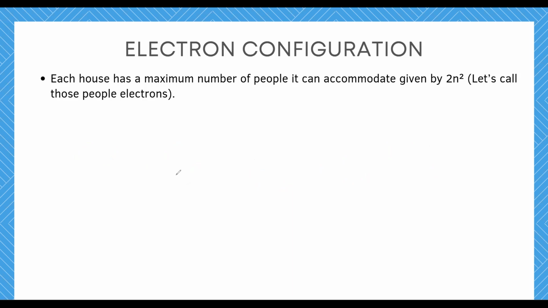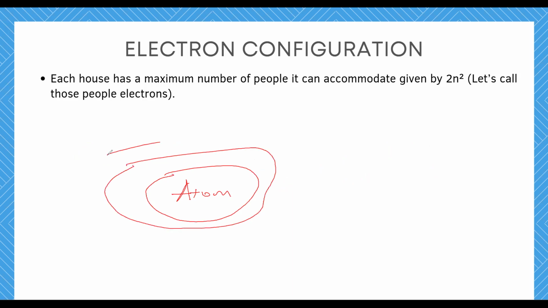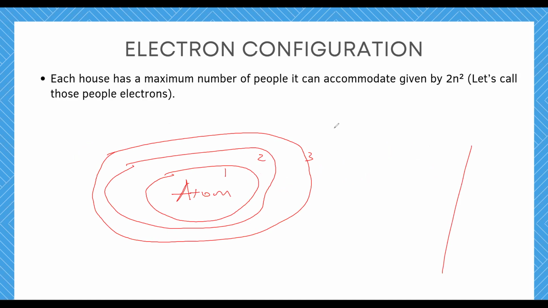In the same way, in every atom, there are shells that are surrounding the atom. You can see my drawing on the screen, right? Very good. Now, each of these shells are numbered 1, 2, 3, and so on and so forth. Each of these shells has a maximum number of electrons that it can accommodate. Now, how do we know the maximum number of electrons it can accommodate? There is a formula. That formula is given by 2 multiplied by n raised to power of 2.